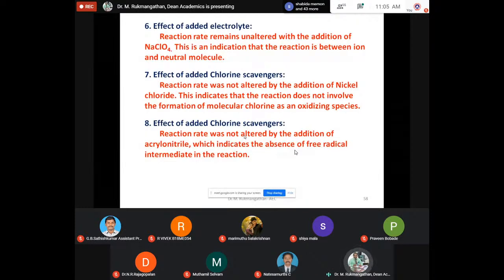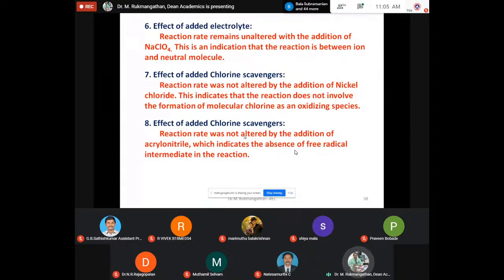Actually, CBI is an oxidizing agent. When CBI is dissolved in the acid medium, it may produce many oxidizing species: CBI as such, CBIH+, the protonated CBI, then the hydrochloronium ion H2O+Cl as the third oxidizing species, then the fourth one, hypochlorous acid HOCl, and finally molecular chlorine. So there are five possible oxidizing species in the reaction mixture.